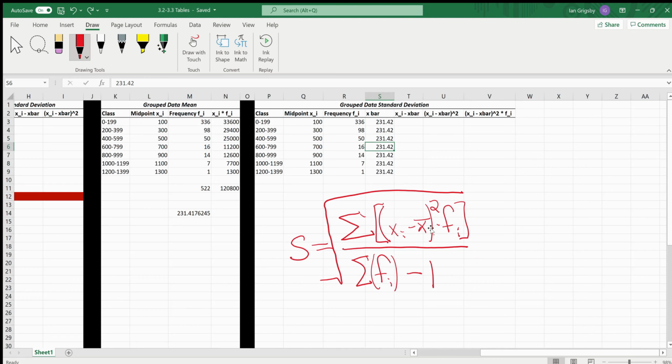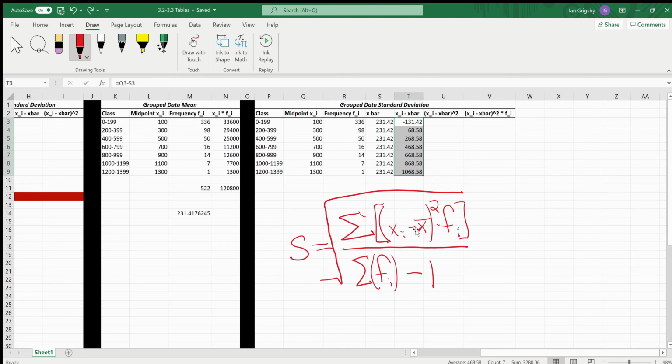Now, what are we doing to the mean? Well, we're wanting to take our observation, xi, and subtract the mean from it. So I'm wanting to take my midpoint, 100, and subtract away my mean. That gives me negative 131.42. I want to do that for each of these columns. So notice I'm taking 1,300 and taking 231.42 away from it to get 1,068.58. That takes care of the inside of this set of parentheses.